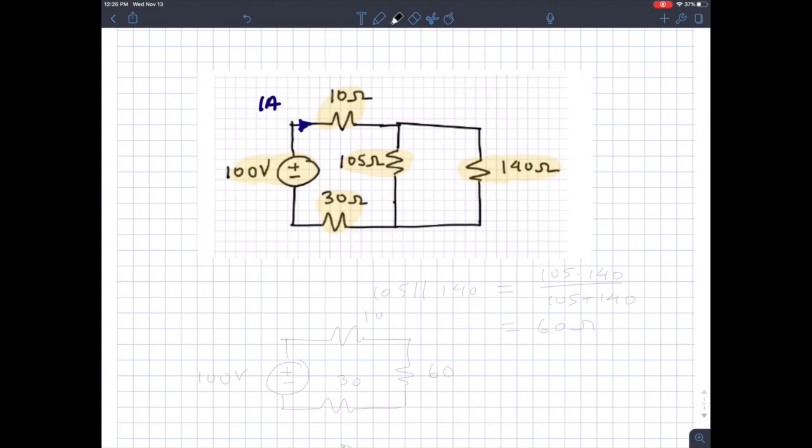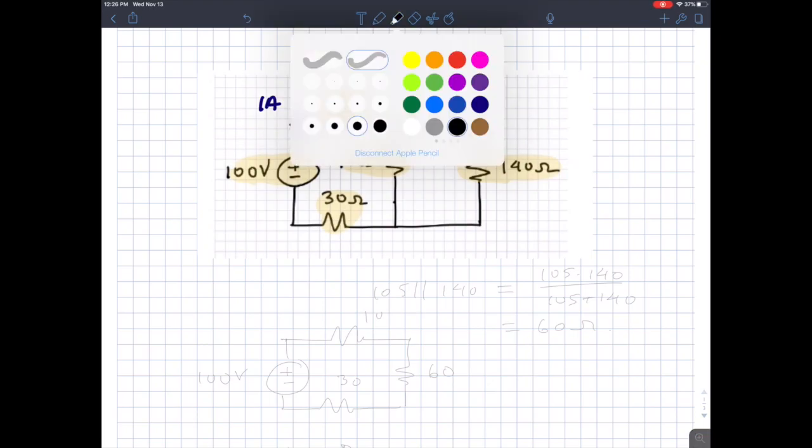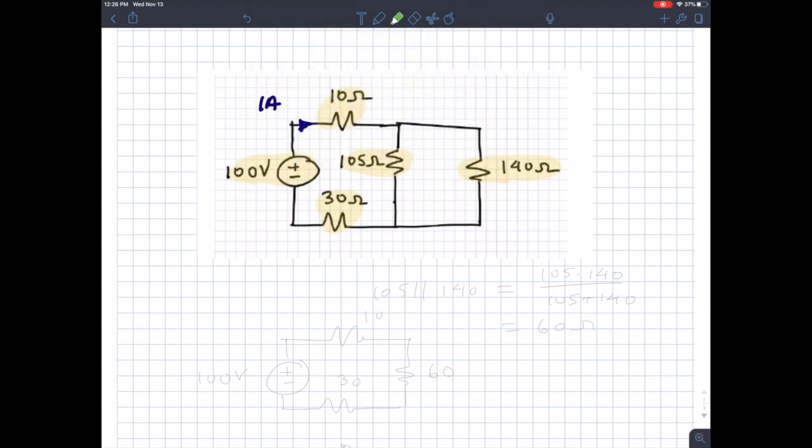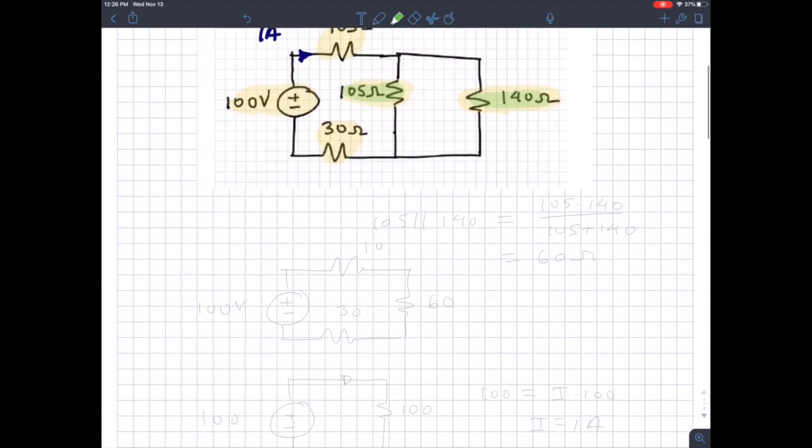When I look at this, it's fairly obvious to me that the 105 and the 140 are in parallel. If you think about it, they have to have the same voltage across them because there are no other elements in that loop. That's the definition of two things being in parallel. So we can calculate 105 in parallel with 140.